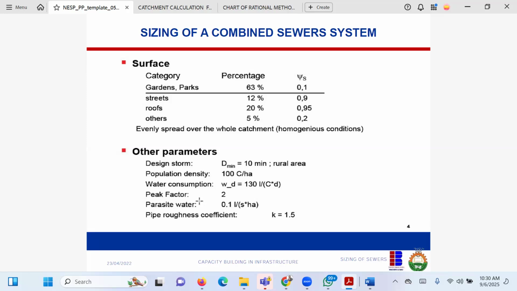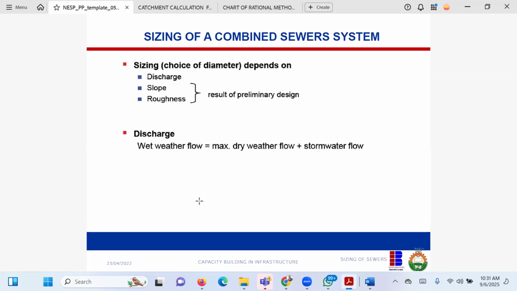Then for the quality of pipe, we're using a pipe roughness of 1.5. That should tell you that it's a concrete pipe, if you remember what we did last time. So we now said the choice of sizing your pipe depends on your discharge, your slope, and the roughness. So roughness is default. Am I using a PVC pipe? Am I using an iron pipe, a steel pipe? Am I using a concrete pipe? So that one is already set.